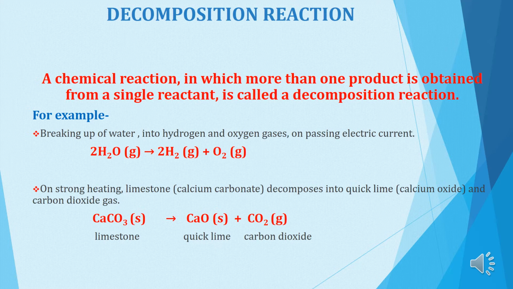As we can see here, only a single reactant and it breaks into two products. One is hydrogen gas, the other one is oxygen gas. Same way we can see the second example also here. When we strongly heat limestone, it decomposes to give quicklime and carbon dioxide gas. In this example also, only a single reactant is there and the products that are obtained are 2.